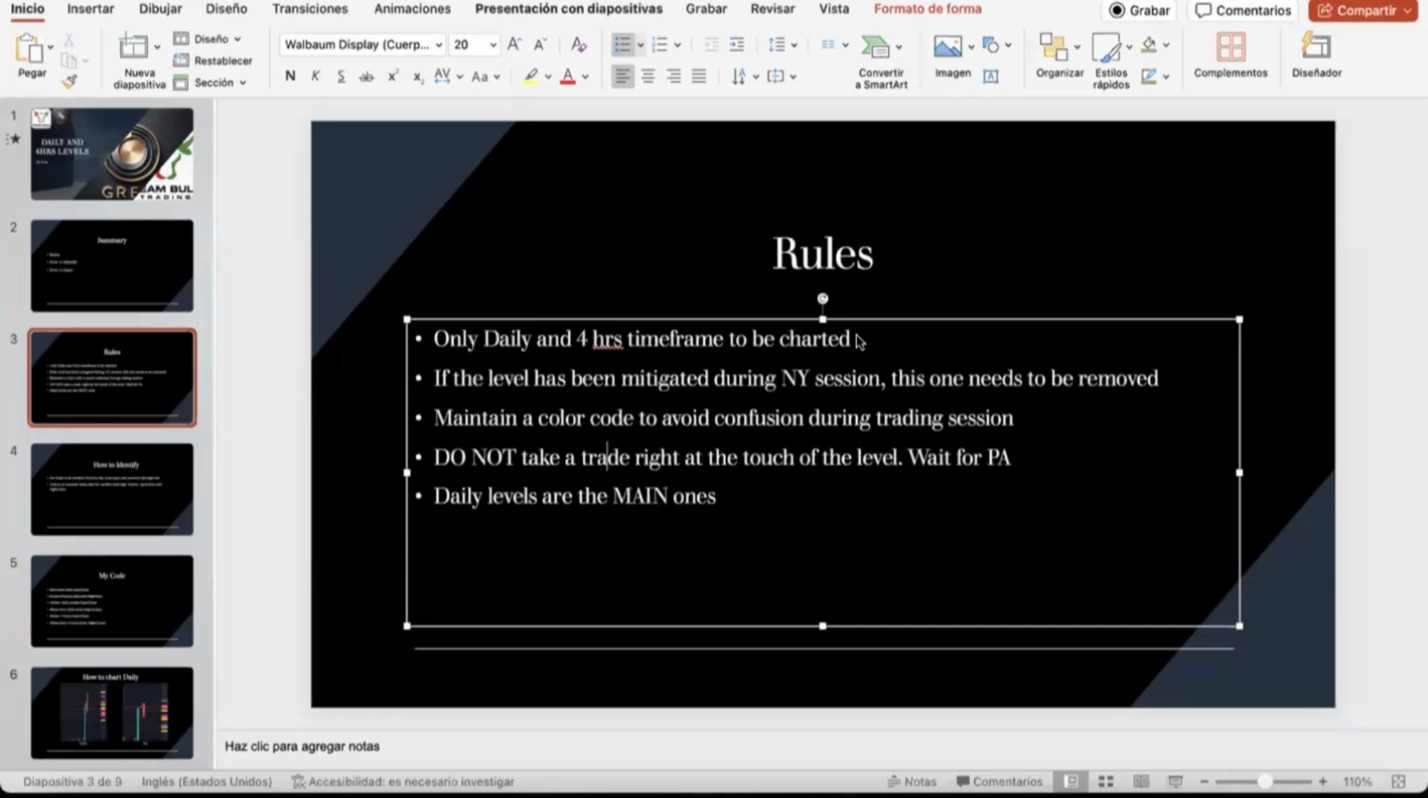How do you organize levels from previous days? Like I said before, here is the rule. If the level has been touched or mitigated during the New York session, you have to delete it for the next day. If it's still okay, leave it for the next day until the level is touched or mitigated. That's what I do.